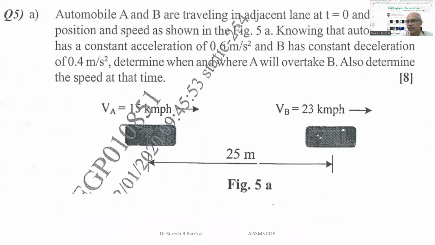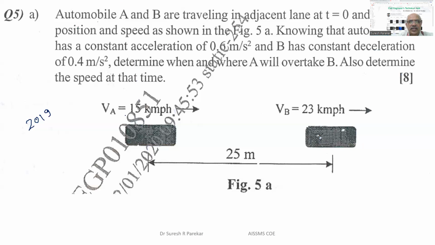Now we are going to solve the problems. These are from 2019, and the problem given is: automobiles A and B are traveling in adjacent lanes at t equal to 0 and have the position and speed as shown in the figure. Knowing that automobile A has constant acceleration 0.6 meters per second square and B has constant deceleration 0.4 meter per second square, when and where will A overtake B? Also determine the speed at that time.